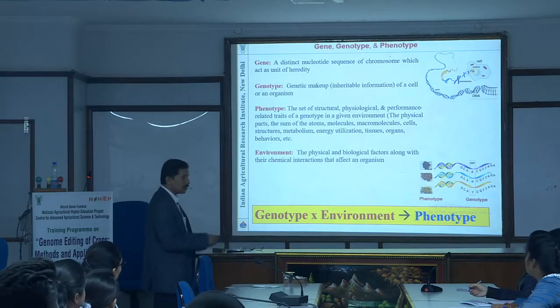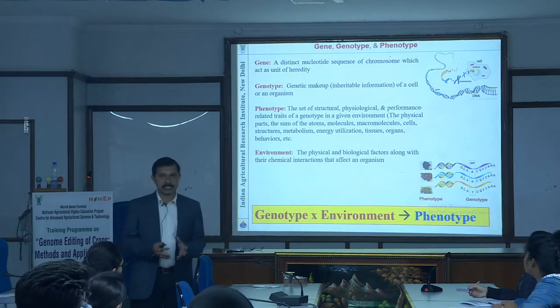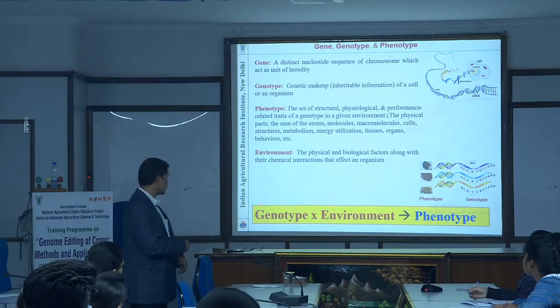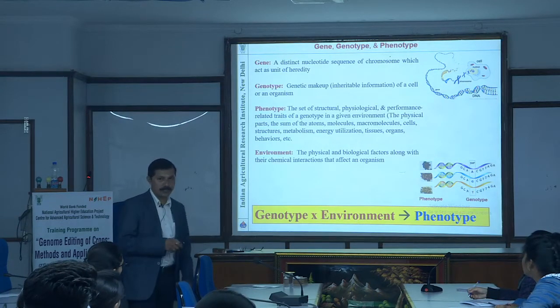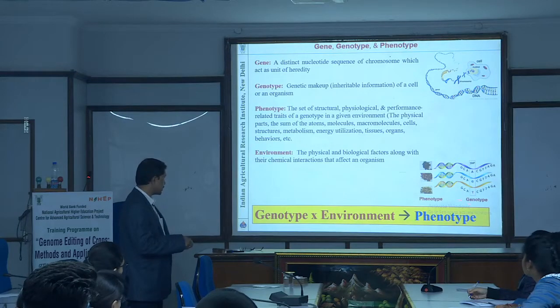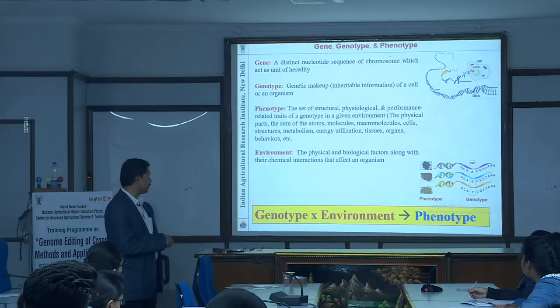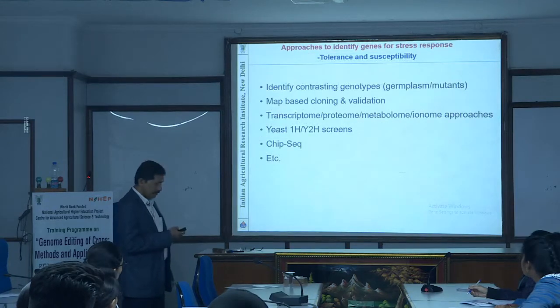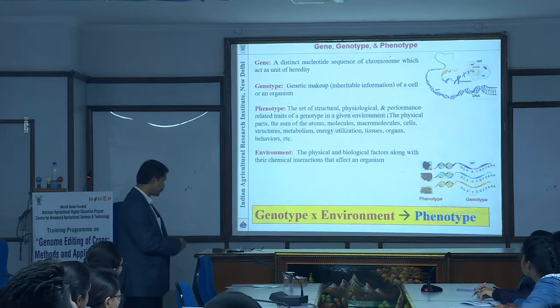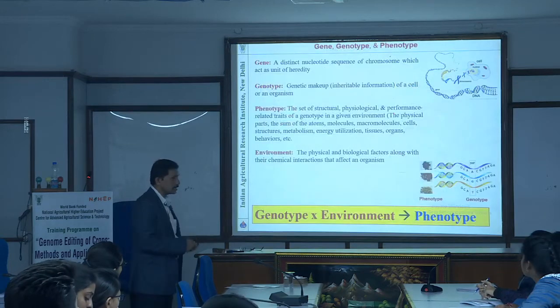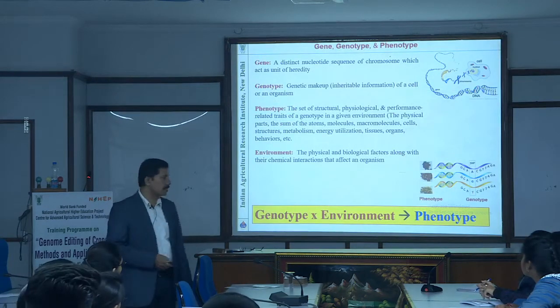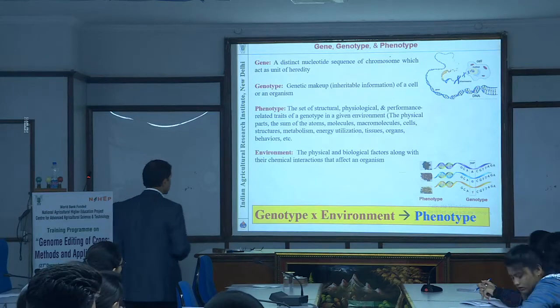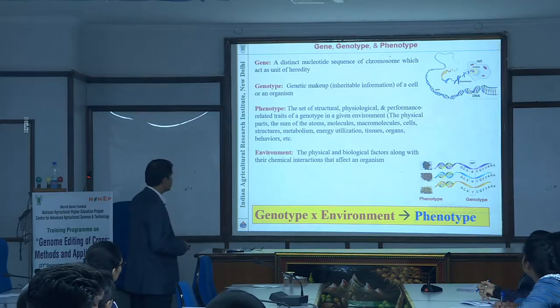The phenotype or the trait which you are interested in, that is either yield or stress tolerance, is a product of genotype into environment. So when we measure this phenotype, we should measure very critically the environment, because that causes the phenotype which we see. But often we ignore the environmental component, and that's why there is a lot of difficulty in making progress in stress tolerance research.